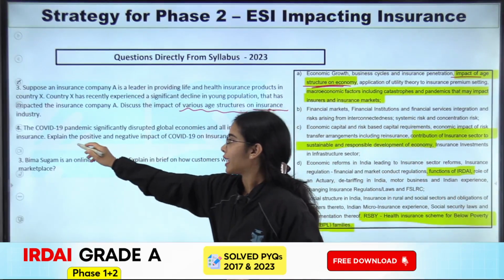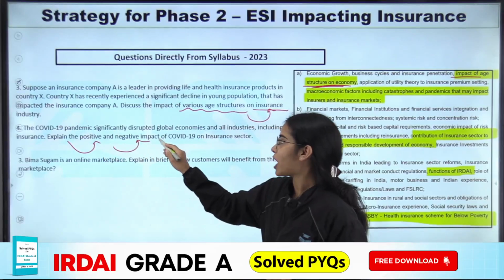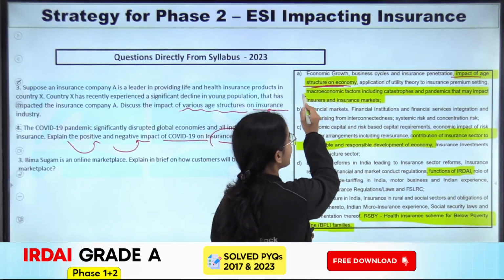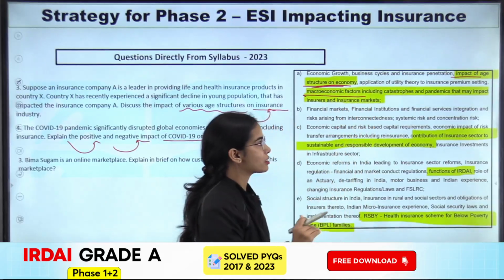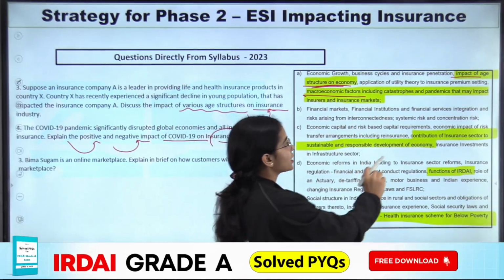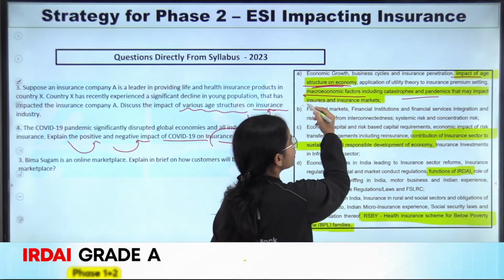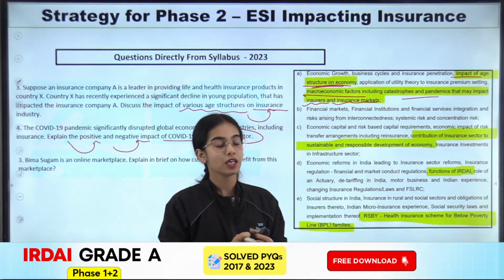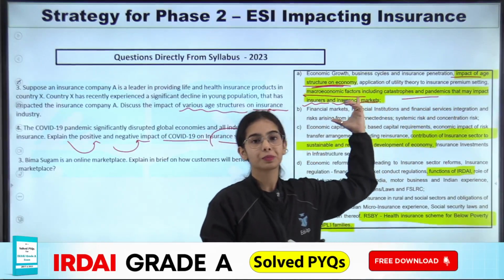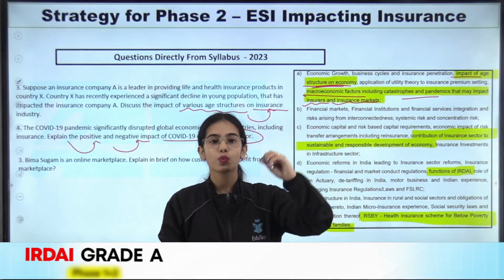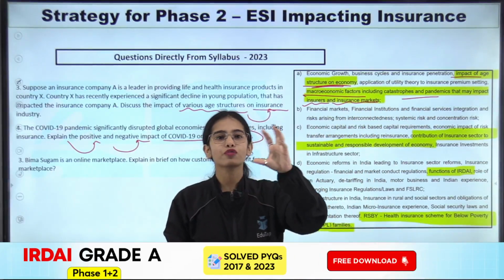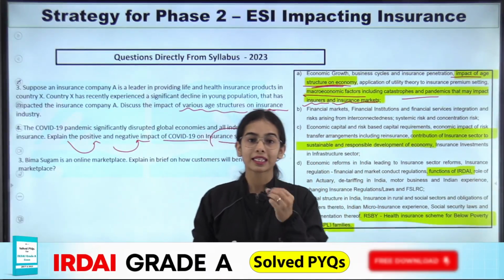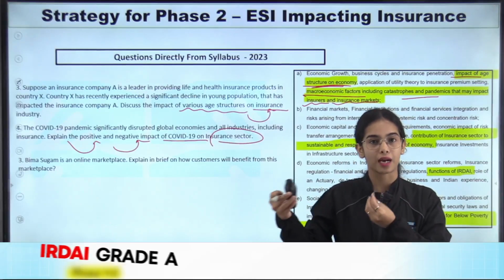Then there was the question: explain the positive and negative impact of COVID-19 on the insurance sector. So here it is written that you have to study the macroeconomic factors, including catastrophes and pandemics, that may impact insurers and the insurance market. So you have to study COVID-19, because that was a pandemic, from the perspective of the insurance sector. So whatever you are studying, try to find some insurance element in that topic. Okay, that will surely help you a lot in the examination.